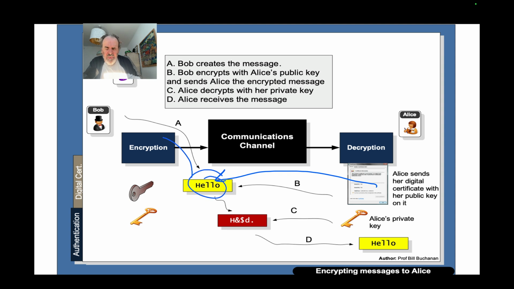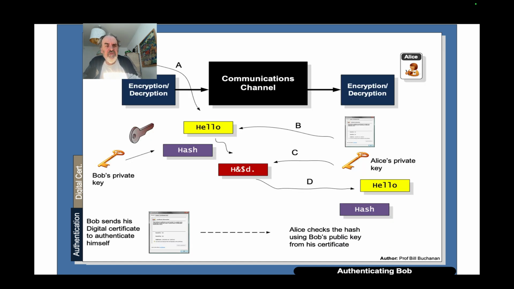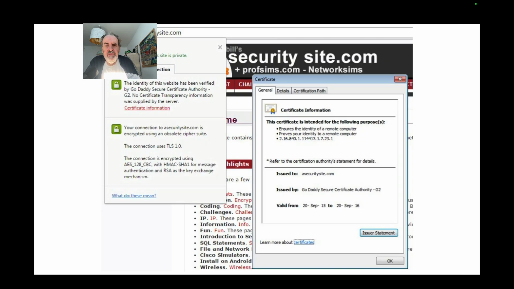We'll encrypt the plain text with her public key to create the ciphertext. She will then use her private key to decrypt that. If we want Bob to sign, he will sign a hash of the message with his private key. He'll then send over his public key, and then Alice can actually check the signature to see that it was Bob who signed the message.